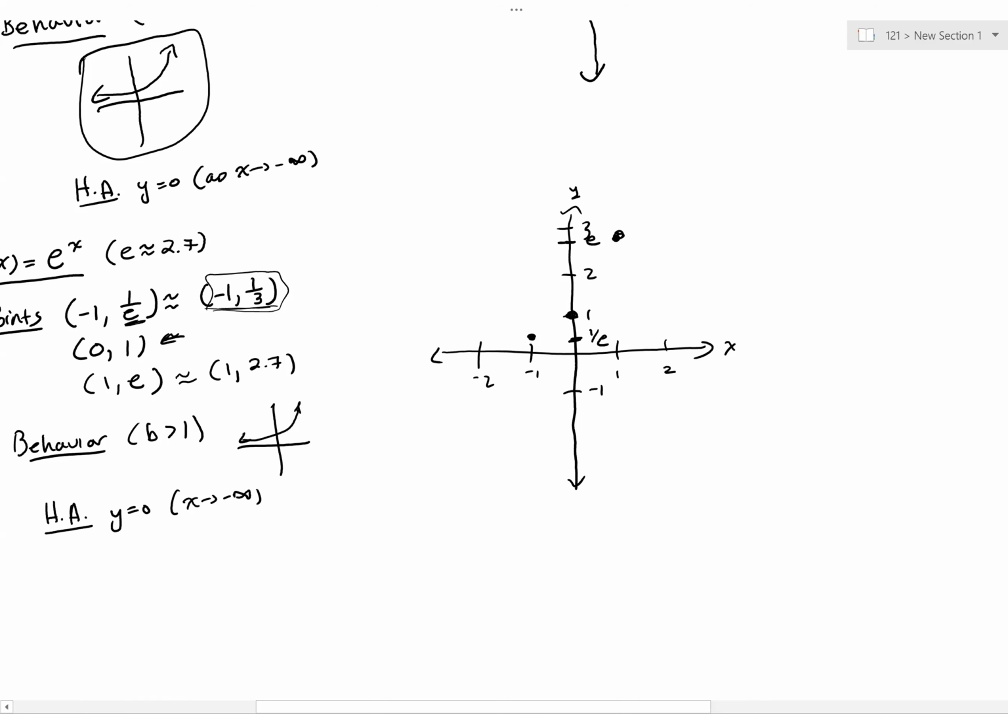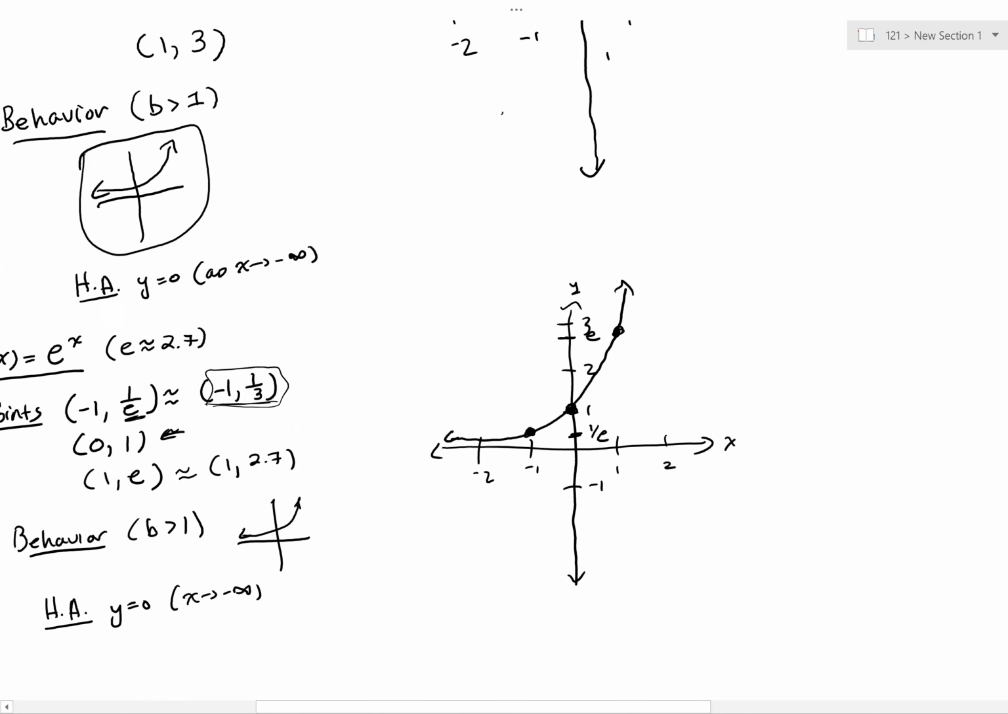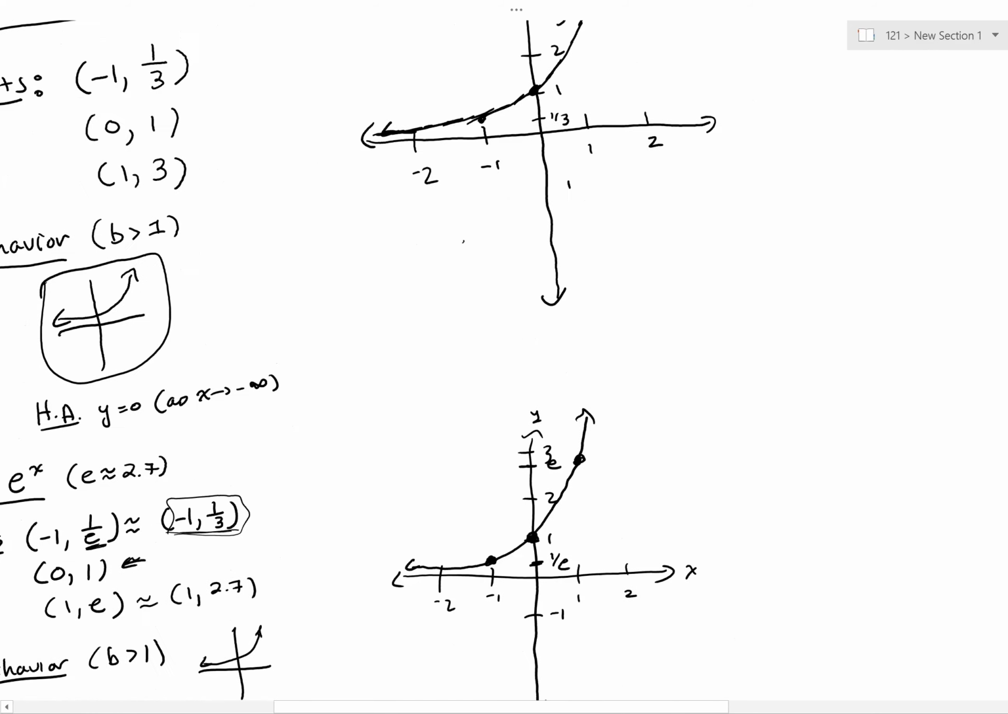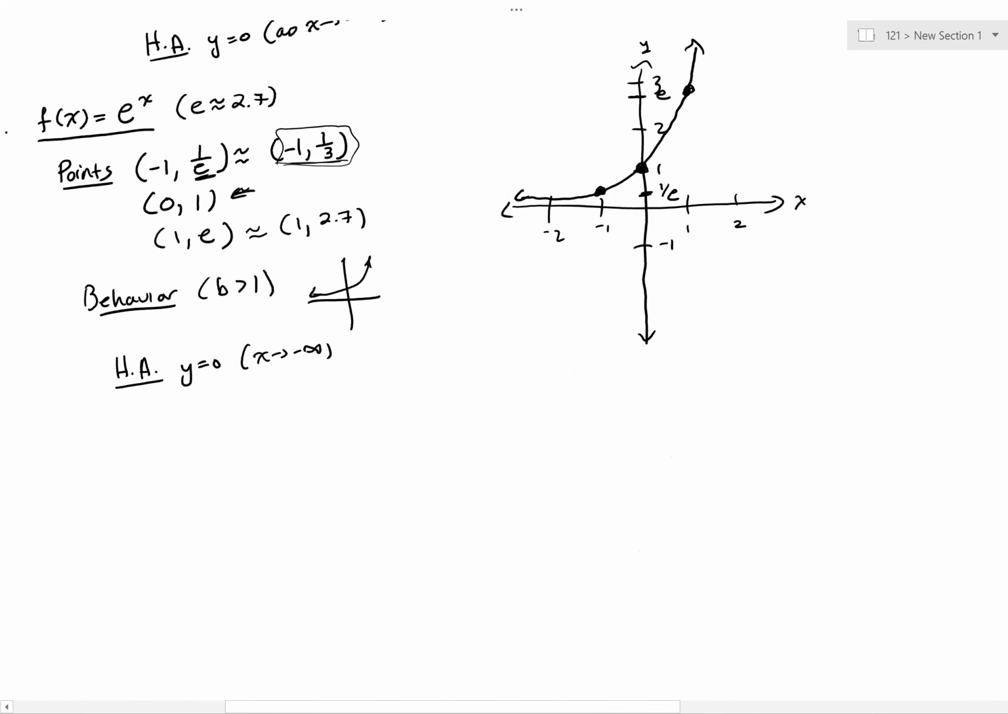So these 3 points are going to connect the same way we did in the previous example. You can see there's not much difference at all. And we're going to see the same situation whenever the base is larger than 1. Right? So that's number 2.